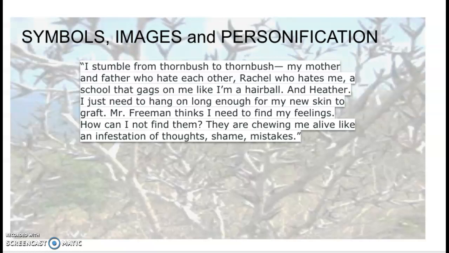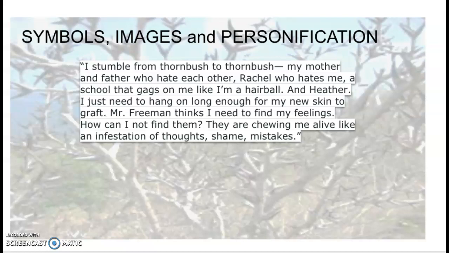In this example, Melinda's parents are being metaphorically compared to thorn bushes, jagged edges who brush up against leaving their scars. And her friends are the thorn bushes that hate her. She also adds the metaphor, I am a hairball, and explains it as the school is gagging on her. She is stuck in the throat of the entire school, a nagging problem.